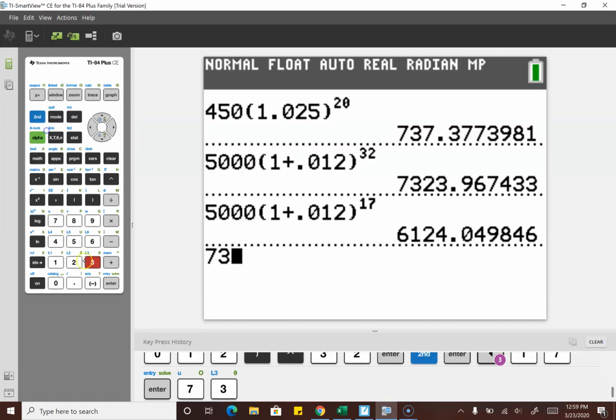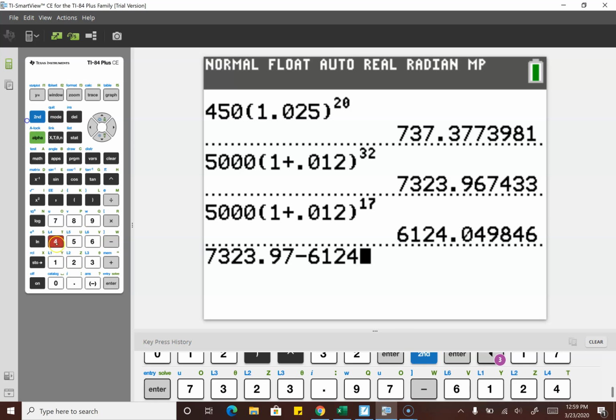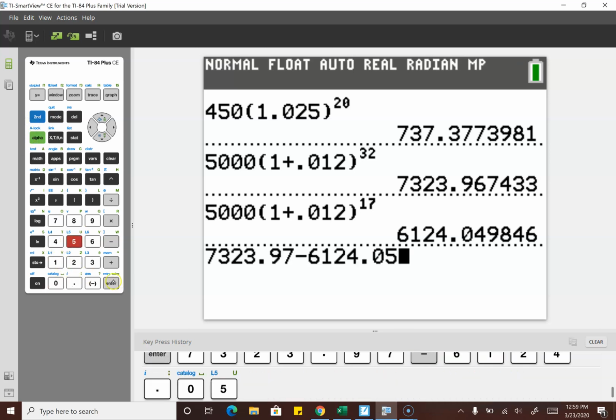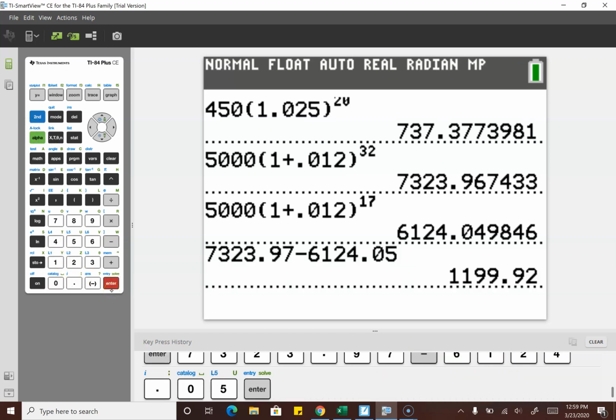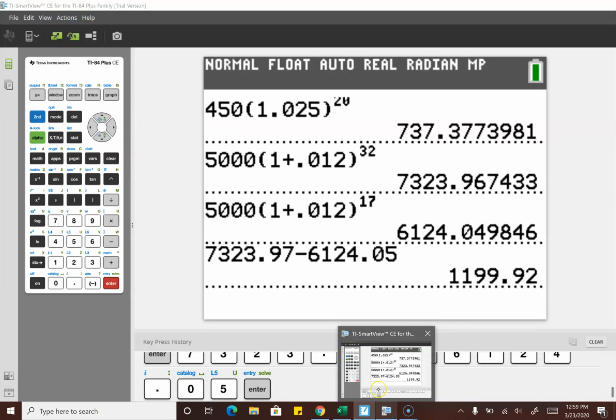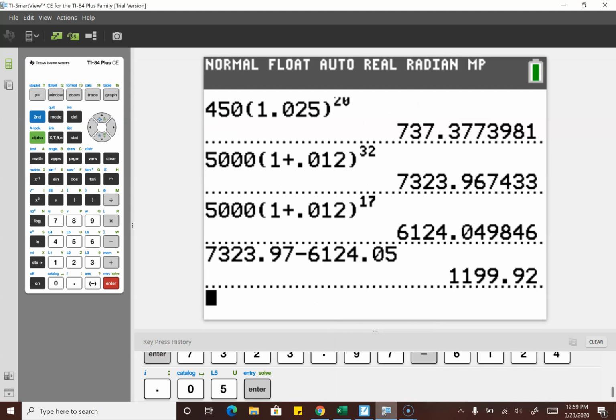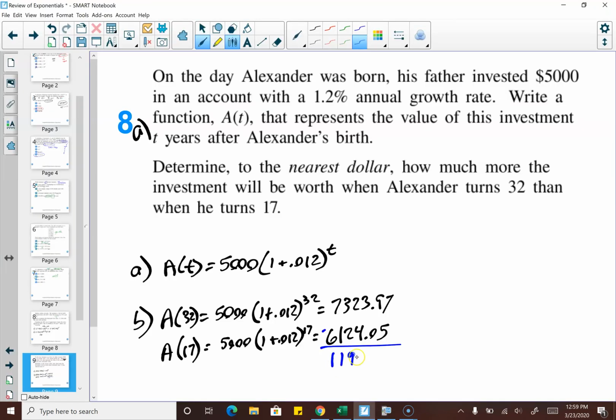So if we want to figure out how much more it's worth, we'll subtract those two. So 7,323.97 minus 6,124.05. And it says to the nearest dollar, I believe. Yep, to the nearest dollar. So we get $1,199.92. So the answer to the question is $1,200 more.